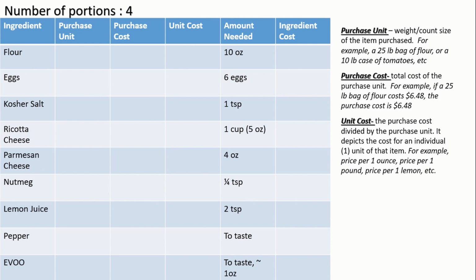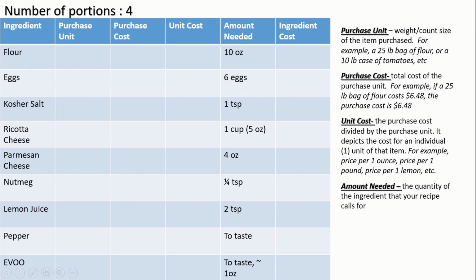For example, the price per 1 ounce of milk, the price per 1 pound of meat, the price per a single lemon, a single egg, and so on. What we're going to be doing is, that's going to be our first calculation, where we have to find the unit cost and then use the amount needed in your recipe to find the ingredient cost.